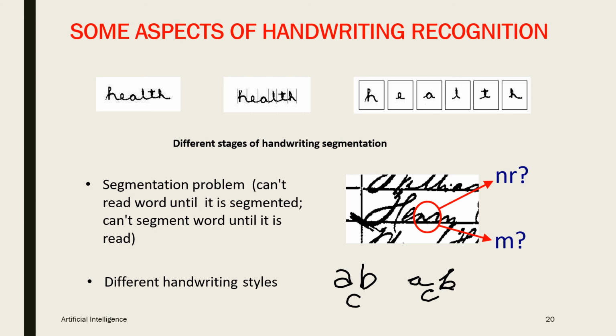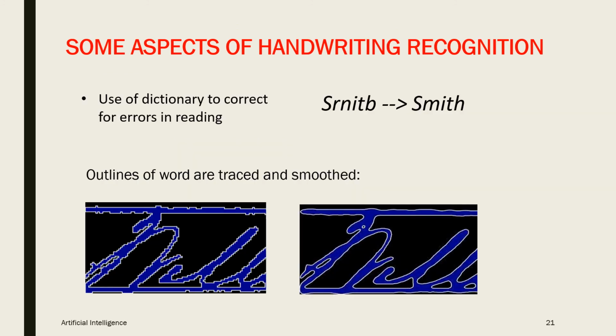Here are some aspects of handwriting recognition. You can see the three images of how the different stages of handwriting segmentation. And next is segmentation problem. Can't read word until it is segmented or can't segment word until it is read. You can observe the image that recognize that is M or NR. And next is different handwriting styles. And next is the use of dictionary to correct for errors in reading. For example, you can see Smith. Outlines of word are traced and smooth. You can see the image how the word is traced and smooth.